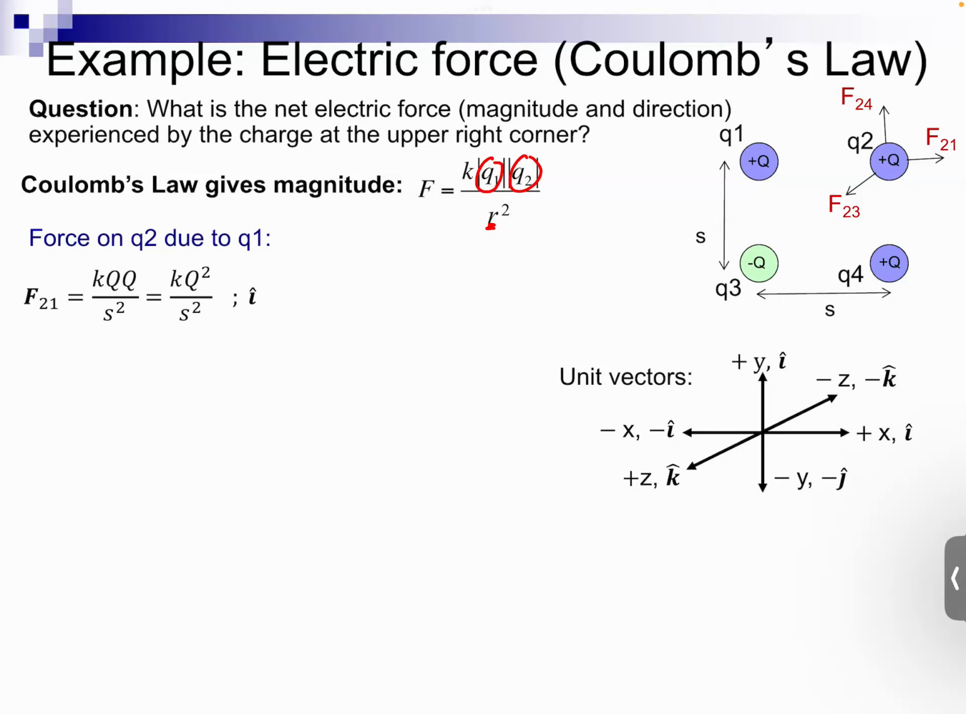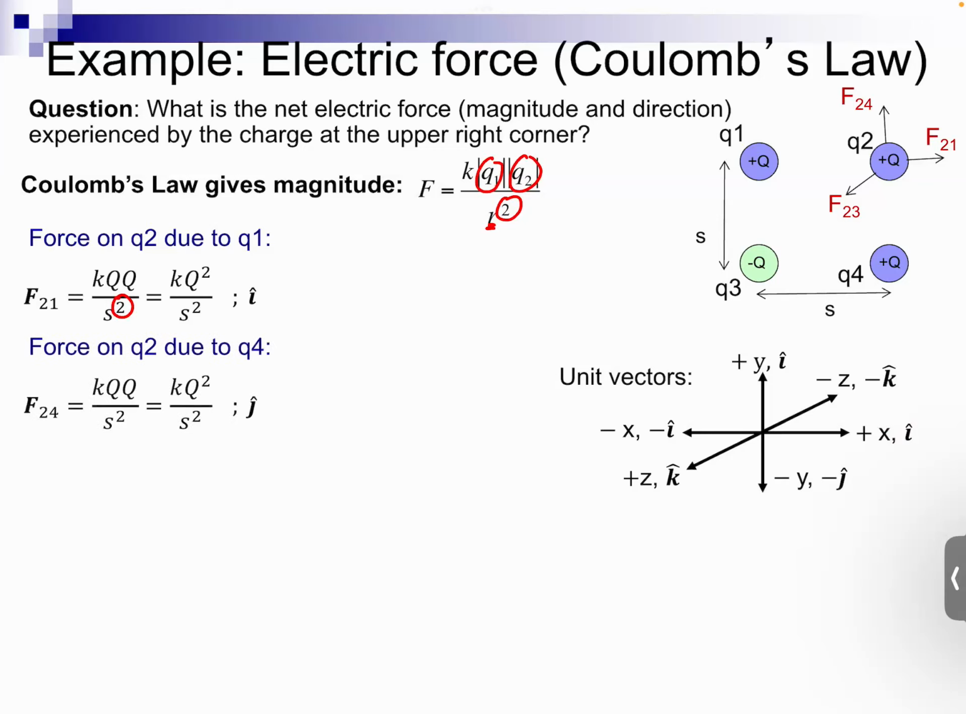They're at the corners of a square. So if this side is S, then the distance between Q2 and Q1 is also S. And don't forget there's a square in the distance, so that's S squared. For the magnitude, you get that using Coulomb's law. And for the direction, you get that from the direction of the force you've drawn using the dichotomy property: like charges repel, opposite charges attract.